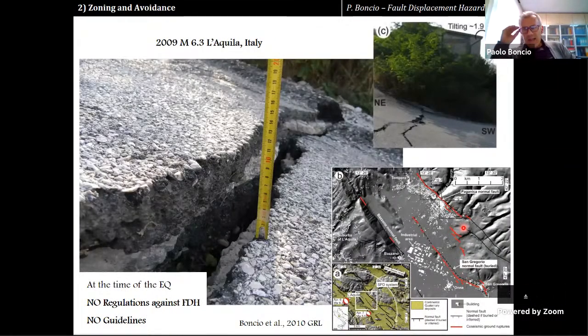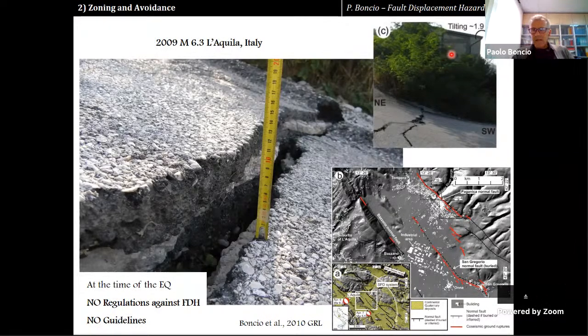We started writing the guidelines after the 2009 L'Aquila earthquake, magnitude 6.3. The surface faulting was small, with maximum vertical displacement of nearly 15 centimeters. But this created several problems in the municipality of L'Aquila town. For example, here, the surface faulting produced a tilting of a few degrees and internal fracturing of this building. So the final result after the engineering check was demolition and reconstruction.